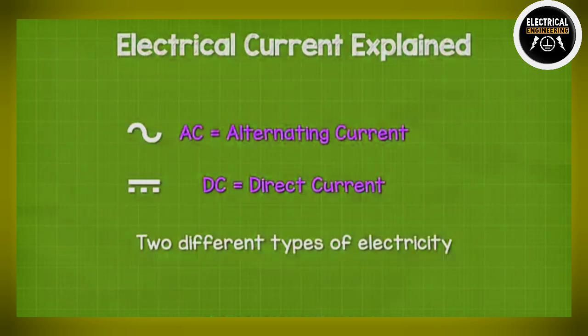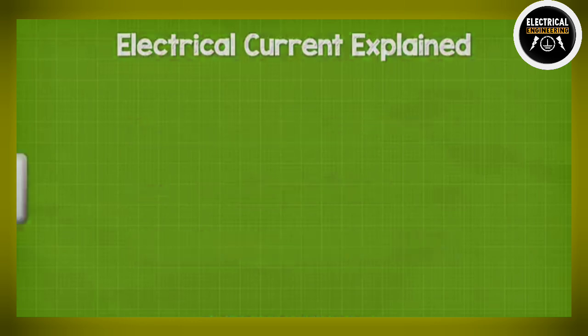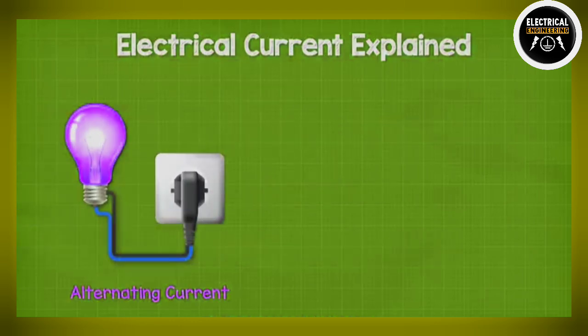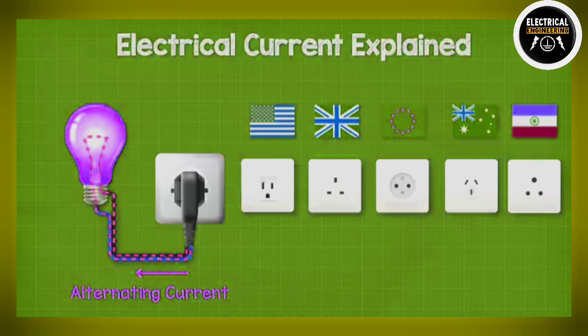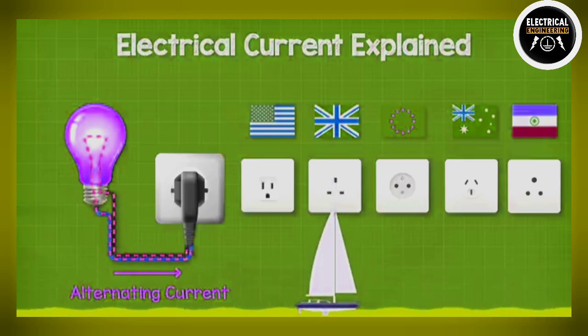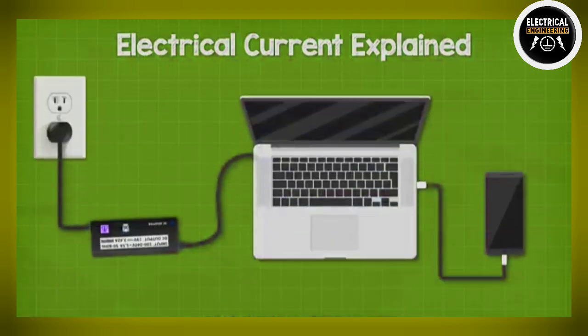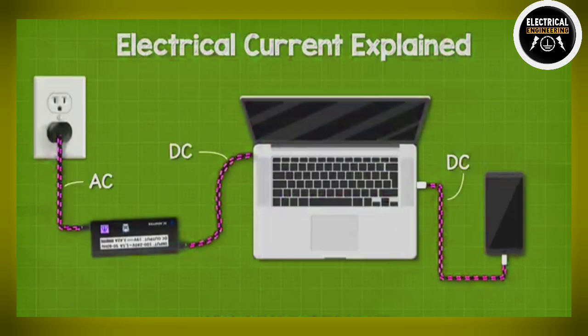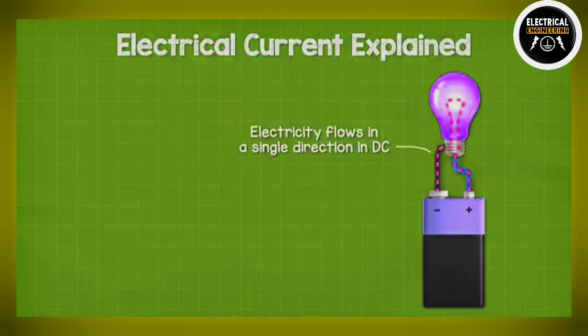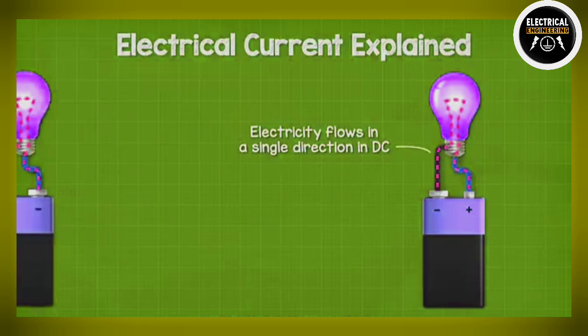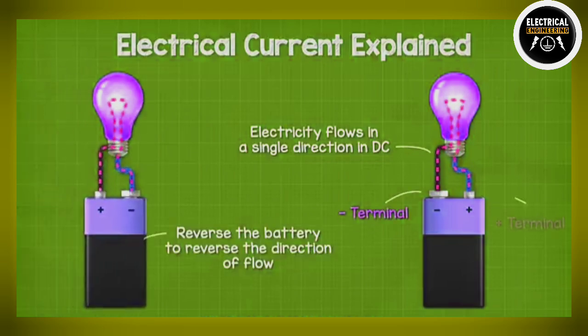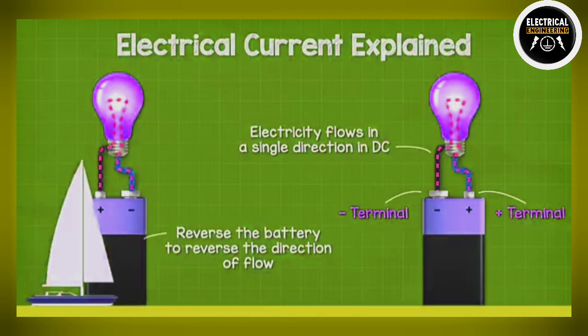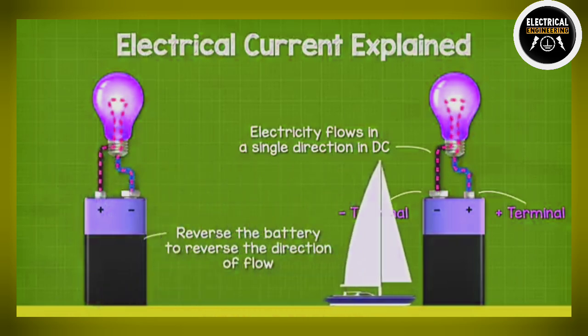AC and DC are different types of electricity. The plugs in your homes provide AC or alternating current. In this type, the electrons do not flow in a continuous loop. Instead, they alternate between moving forwards and backwards, just like the tide of the sea. Your electrical devices, like laptops and mobile phones, will use DC electricity. In this type, the electrons flow in one direction only, directly from one terminal to the other. You can think of this like the flow of water down a river.